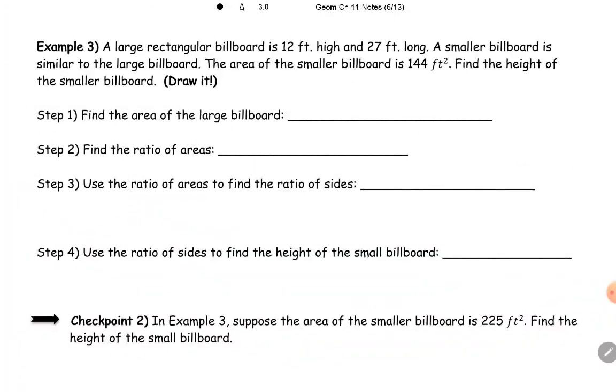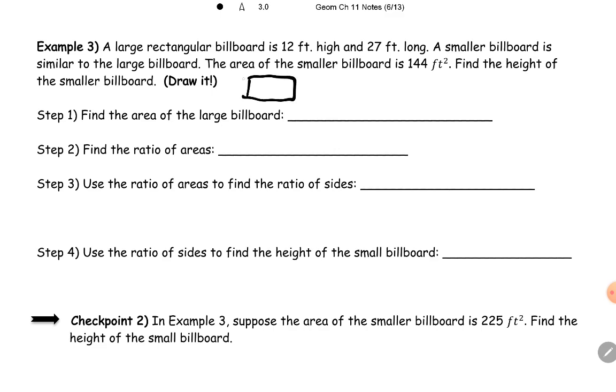Okay, a large rectangular billboard is 12 feet high and 27 feet long. A smaller billboard is similar to the large billboard. The area of the smaller billboard is 144 square feet. Find the height of the small billboard. And they want us to draw it.